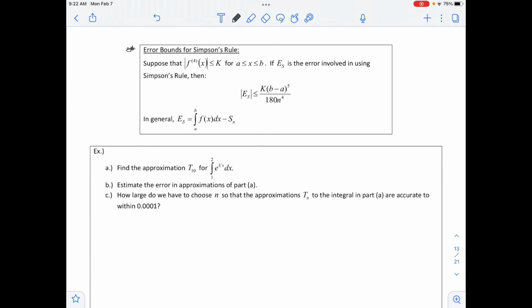And then on the next page we have the error bounds for Simpson's rule. It says, suppose that the absolute value of the fourth derivative of f of x is less than or equal to k, for a less than or equal to x less than or equal to b. If E sub s is the error in the use of Simpson's rule, then the absolute value of that error is less than or equal to k times (b minus a) to the fifth all over 180 n to the fourth. And again, you can also approximate it by taking the true value minus what you get from your approximating sum using Simpson's rule, and that will give you the error.